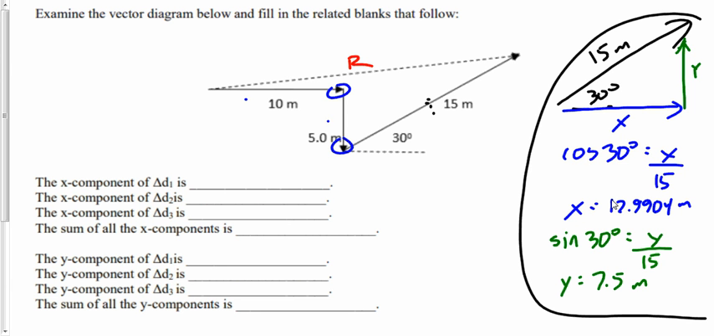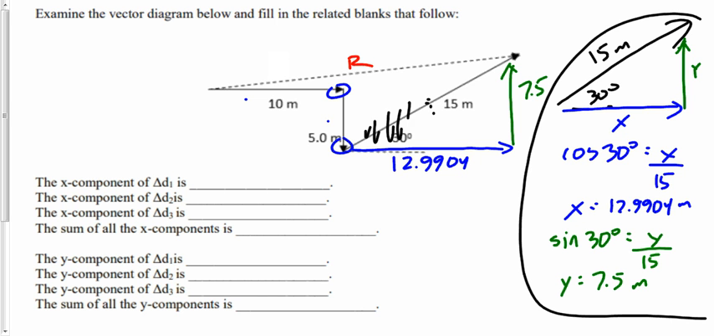So here's what I'm going to do. I'm going to replace the 15 with 12.99 and 7.5. And then I'm just going to scratch that out. Why don't I want to see that number 15 and 30 degrees? Because it's dead to us. That's why.